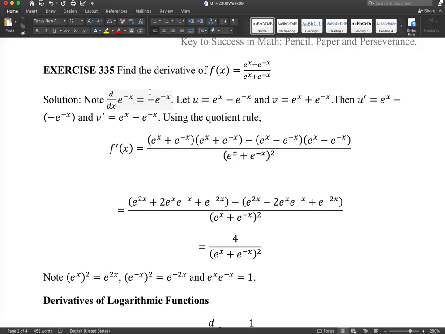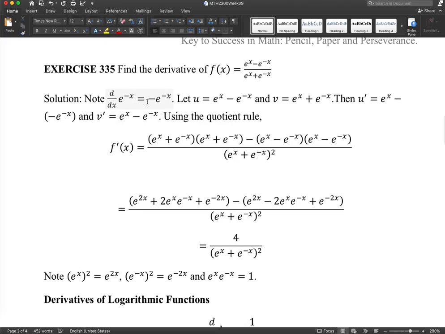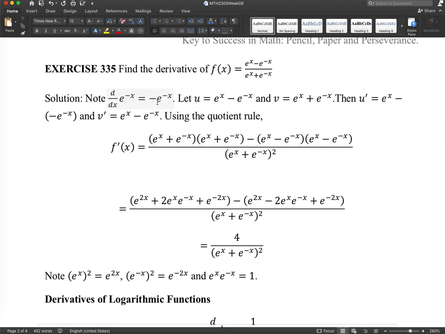So this is what I did. First of all, because of the chain rule, the derivative of e to the x is e to the x itself, no doubt. But the derivative of e to the negative x, I want you to know clearly, is negative e to the negative x. Okay. And then the function overall should be considered as a quotient. So I have u and v. Then I calculate u prime. Maybe it would be better to put them into a single line here.